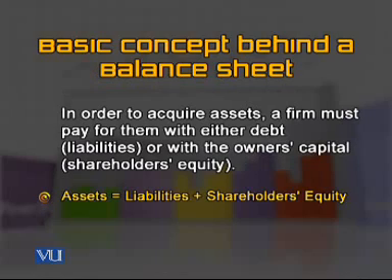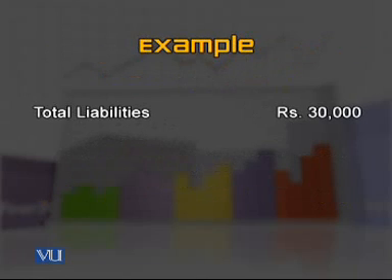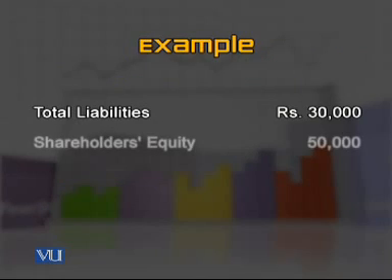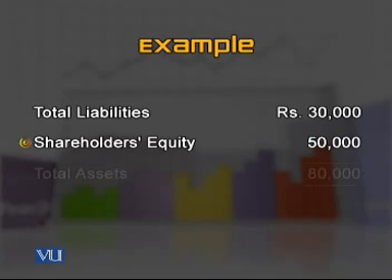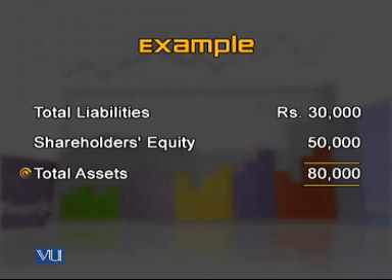So maybe at a given stage, if you look at the slide, you'll be able to see assets equal to liabilities plus shareholders' equity. In the example given here, the total liabilities are 30,000, shareholders' equity is 50,000, so the total assets will be 80,000. We should be concerned about the 30,000 because that is a borrowed asset, and then we have to pay back the asset and maybe some charges on the principal amount that's been borrowed.